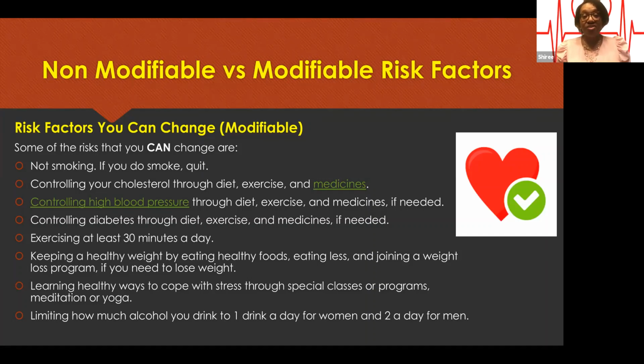Things that you can change, of course: you can exercise more. We all can exercise more. I know COVID made us stay inside a lot more, and now a lot of us are getting back out in the world. So 30 minutes a day is certainly something you could consider doing. Same thing with keeping a healthy weight by eating healthy foods. You can exercise all day, every day, but if you're not having a nice, well-balanced diet, then your exercising is going to be in vain. So those two go hand in hand, exercising and eating well.